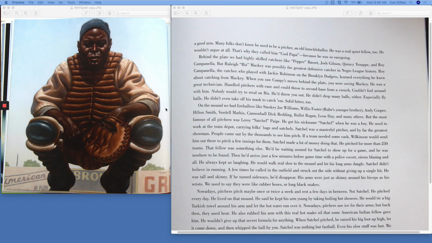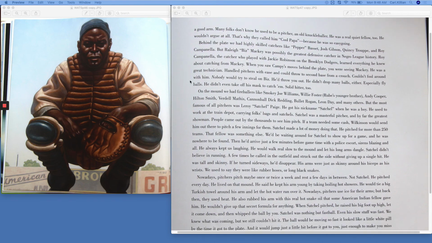He'd throw you out. He didn't drop many balls either, especially fly balls. He didn't even take his mask off to catch them. Solid hitter, too. On the mound, we had fireballs like Smokey Joe Williams, Willie Foster, Rube's younger brother, Andy Cooper, Hilton Smith, Verdell Mathis, Cannonball Dick Redding, Bullet Rogan, Leon Day, and many others. But the most famous of all pitchers was Leroy Satchel Paige.